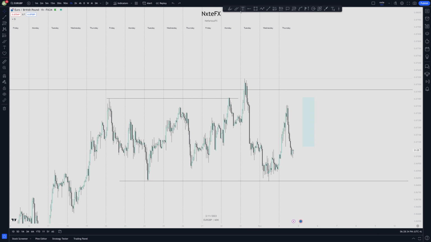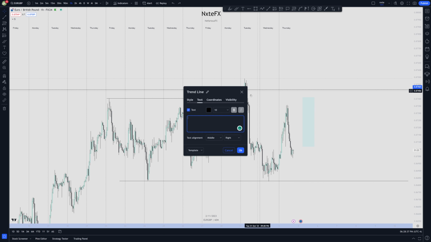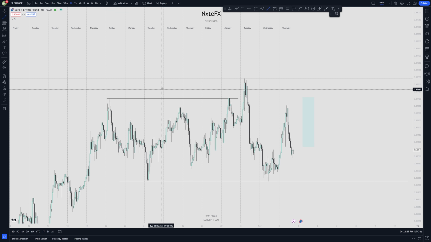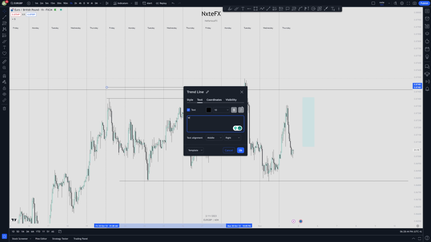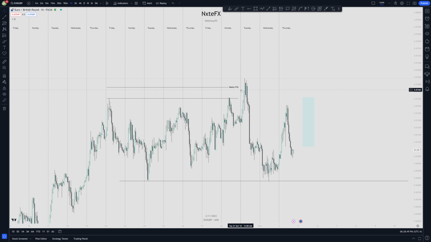So this line here, I'll just redo it. So weekly fair value gap. I'll delete this. I'll also make my own line, so it might help you out. So Monday, Monday. Let me delete this.